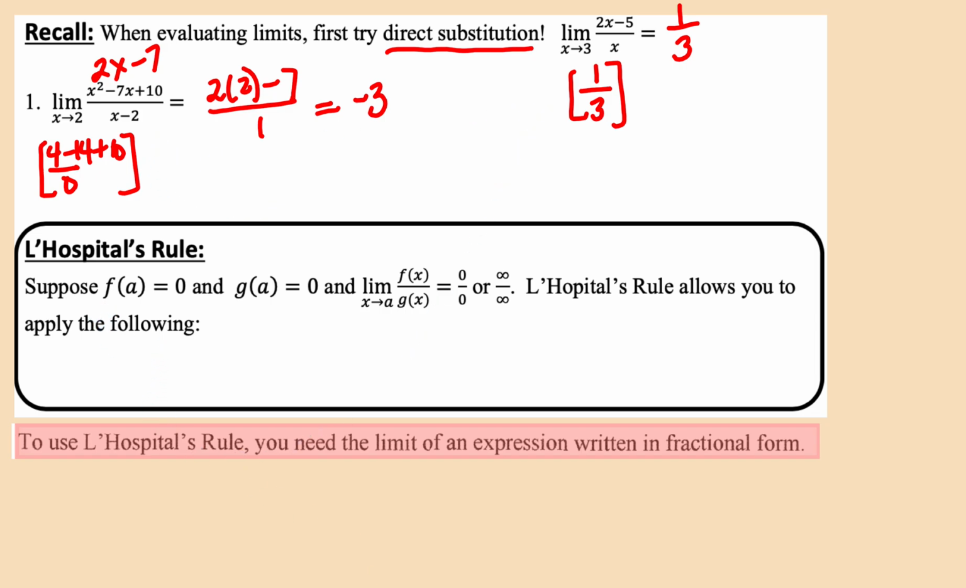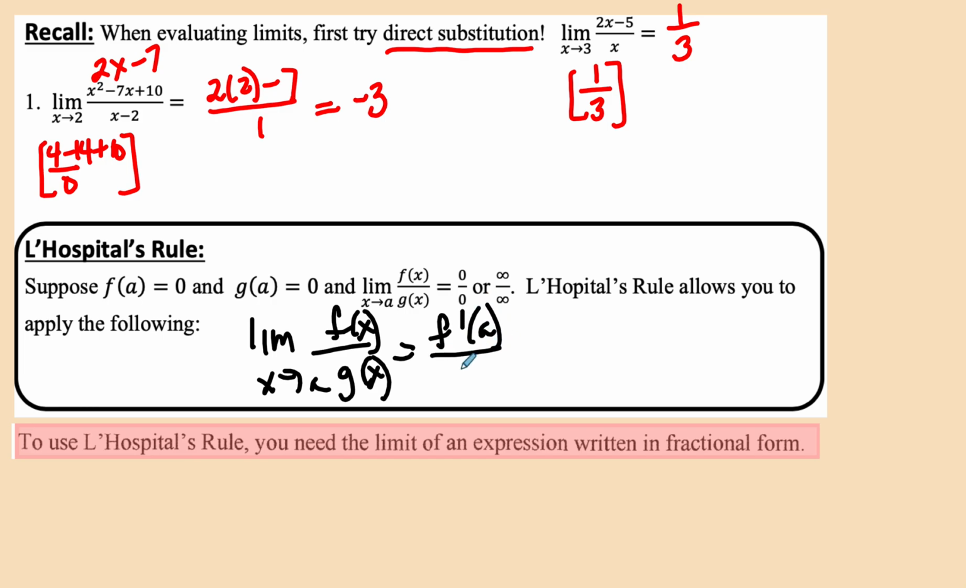So L'Hopital's rule, I'm going to say it one more time. As long as f of a and g of a are 0, it's an indeterminate form. L'Hopital's rule allows you to do this. The limit as x approaches a of f of x over g of x is going to be the values of their derivatives or their slopes, f prime of a over g prime of a. And make sure that when you're using L'Hopital's rule, you're looking at a limit expression written in fractional form.